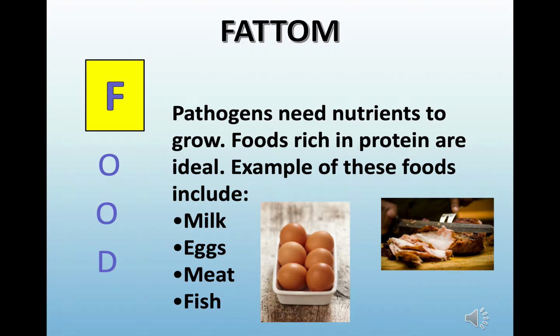The first condition that pathogens need to grow is food. Pathogens need a food source in order to multiply and grow. Pathogens grow best in food sources that are rich in nutrients and protein. Examples typically include foods such as milk, eggs, meat, and fish.